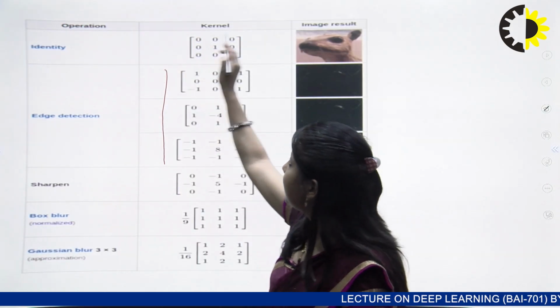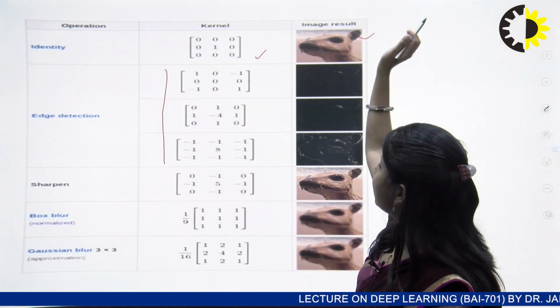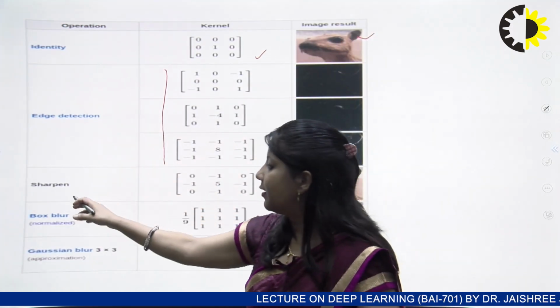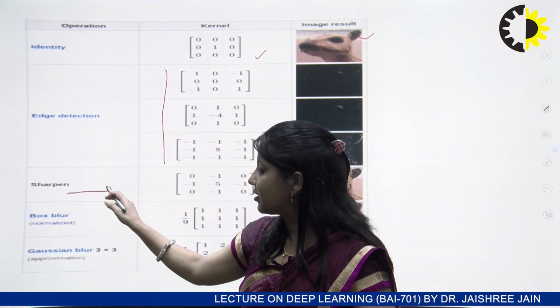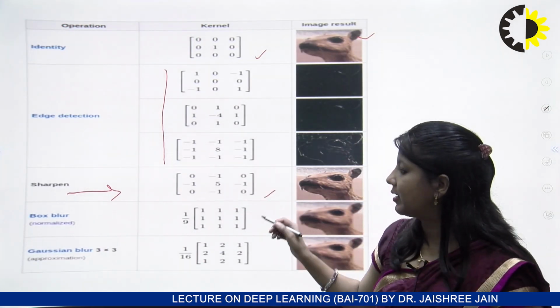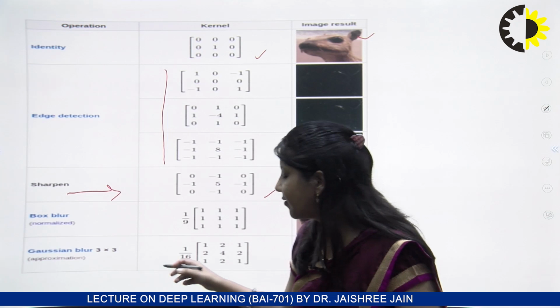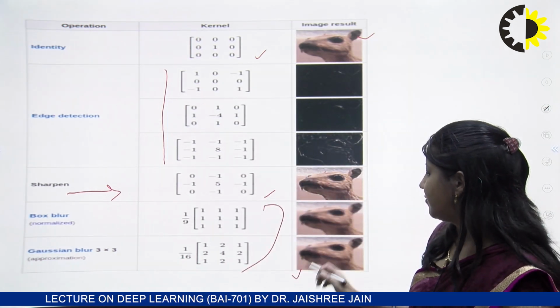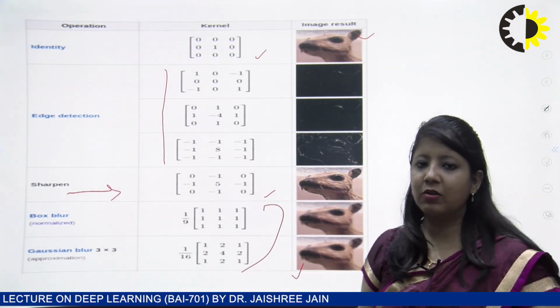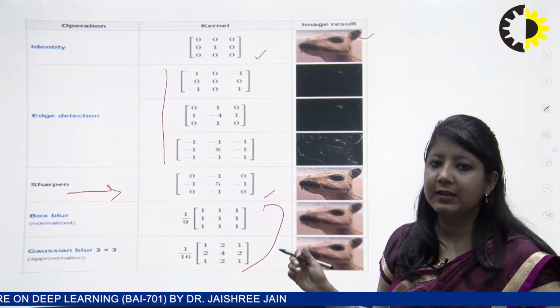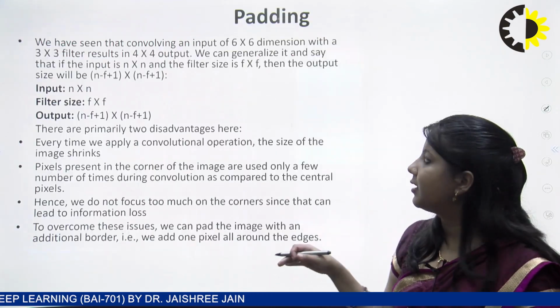For identity, the actual image is obtained after the convolved feature. For sharpening, we can choose this filter, and box blur and Gaussian blur are used to blur the image. So depending on the application, we can choose any kernel and apply it to the original image.